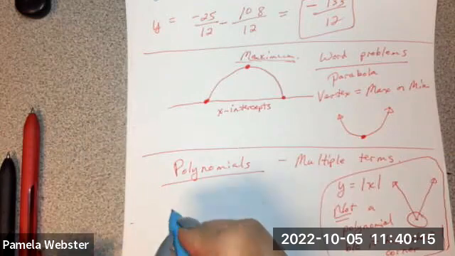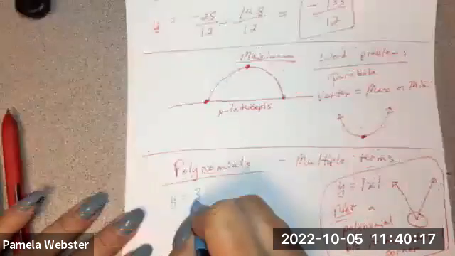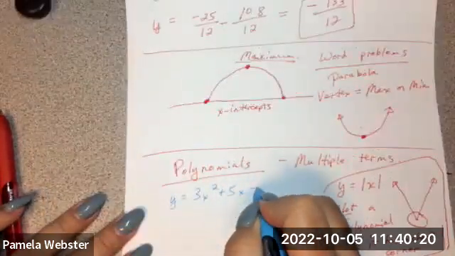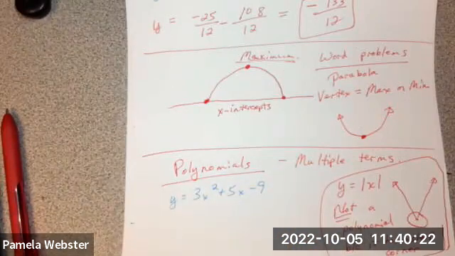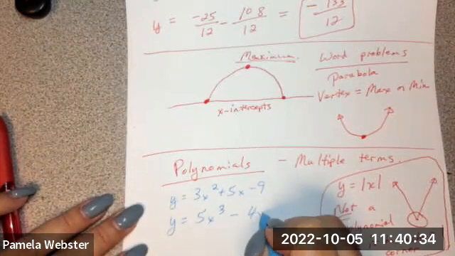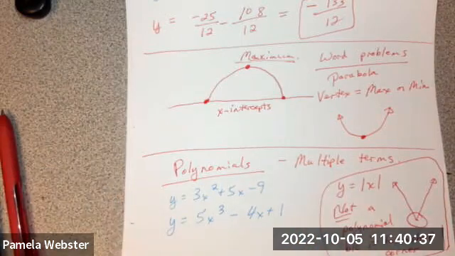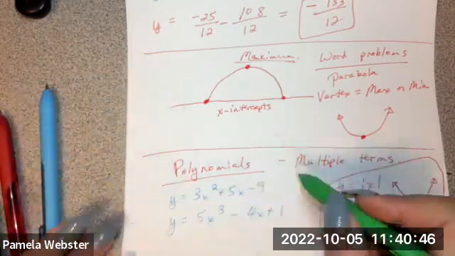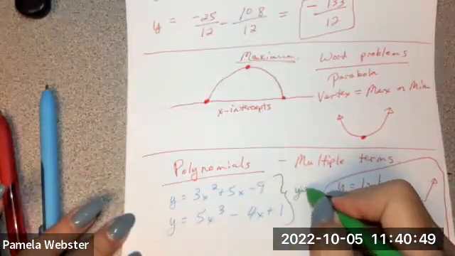But things that are going to be polynomials are things like y equals 3x squared plus 5x minus 9. That's why I'm talking about that guy, because he's a parabola, he's a quadratic, but he's also a polynomial. Things like y equals 5x cubed minus 4x plus 1, that's a polynomial. And there are ways for me to tell just by looking at the equations what are polynomials and what are not. So these are yes.